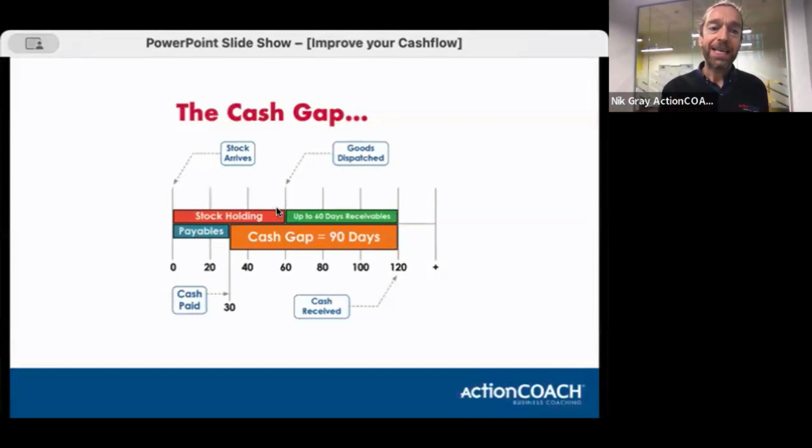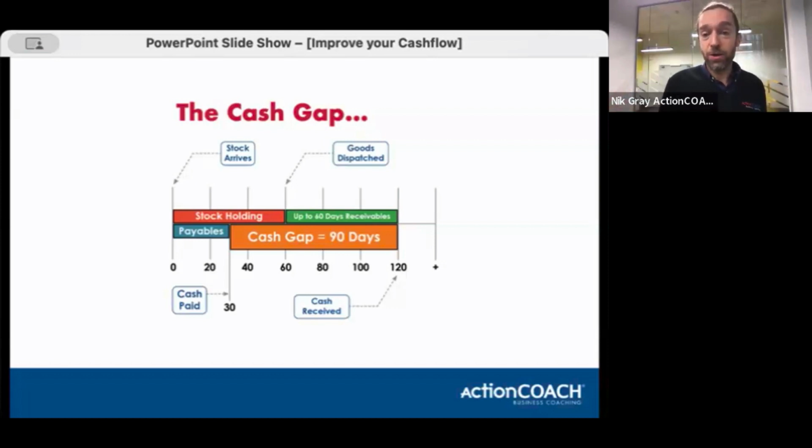It's not until day 60 that the goods are dispatched. And then, depending on what our terms are, it could be 60 days in this case before we get something back in terms of payment from our clients. Now that's if they pay us on time, if 60 days is our term. So from when we pay for it after 30 days to when we get paid, there's a 90-day cash gap there. So we're basically giving a free loan to clients for those 90 days.